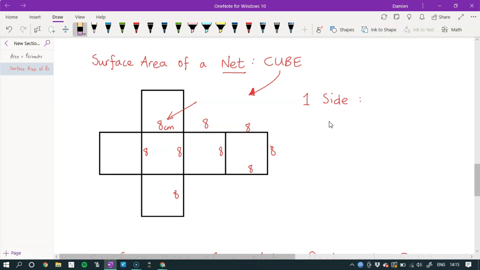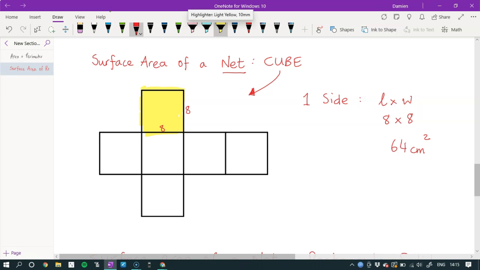So let's say, for example, we get rid of all these 8s and we want to work out just one side. So for this question, I'm going to work out this side here. If one side is 8, that means that side is 8. So that means one side, the length by the width, is going to be 8 multiplied by 8, which is 64 centimeters squared. So that's the area of one side.